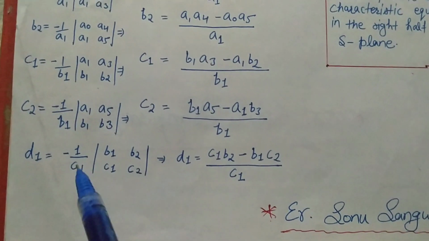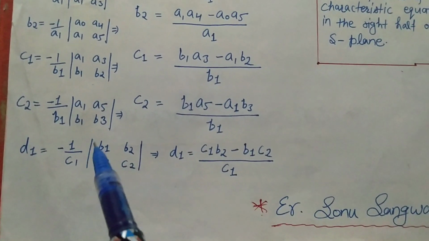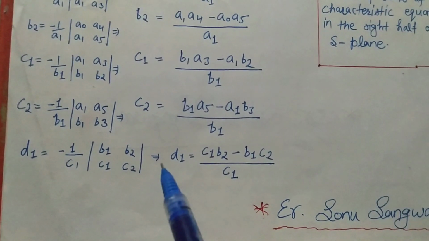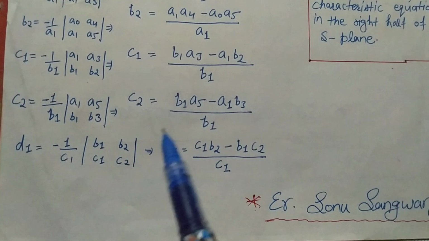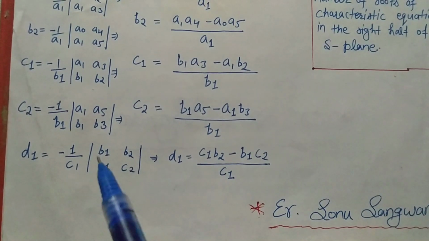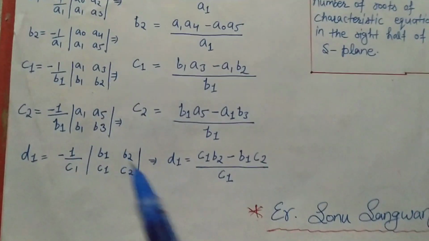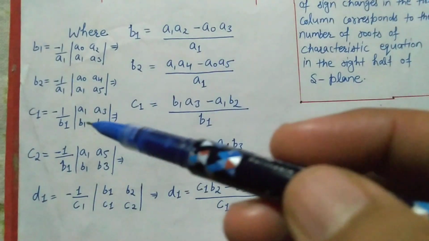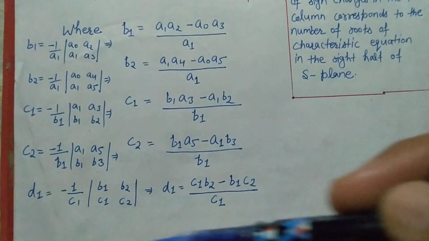And now to find out d1, minus 1 upon c1 into determinant of b1, c1, b2, c2. So now we can calculate from here. d1 is equal to (c1 b1 minus b1 c2) upon c1. These are the formulas to find out the coefficients of other rows. And now we can also find out d2, d3, e1, e2, e3 and so on.